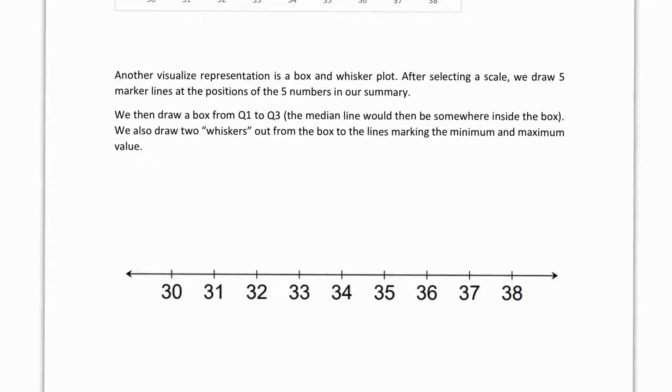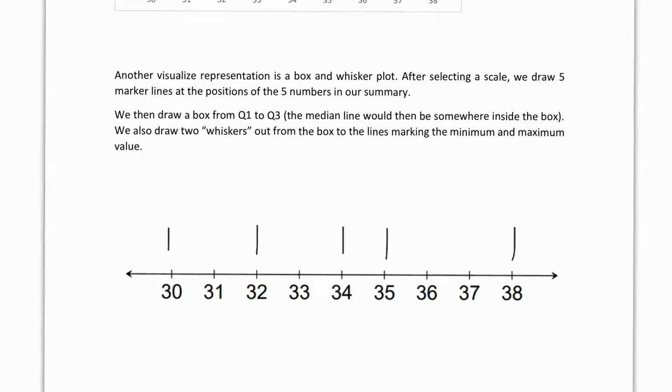Now, another representation is a box and whisker plot. You probably haven't heard of this in your math education so far. But what we do is we take our 5-number summary and we just go ahead and draw it. So we draw the 5 marker lines from our 5 numbers, which, if you recall, are 30, 32, 34, 35, 38.